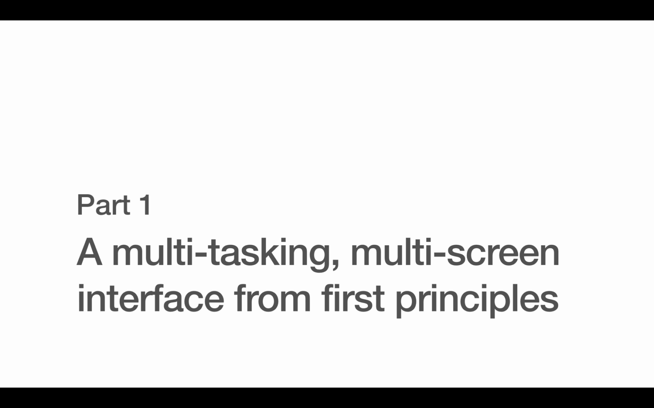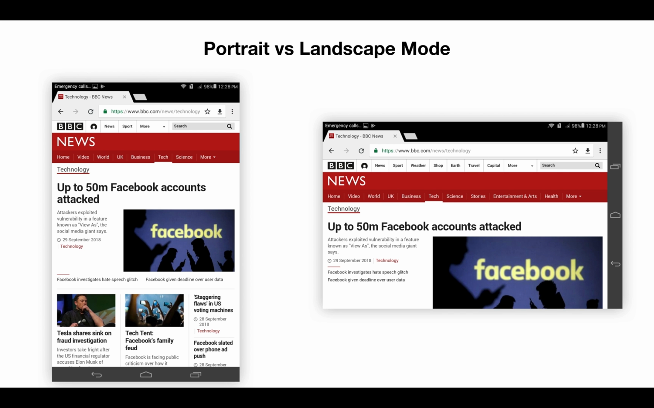Let's move into part 1, a multitasking, multi-screen interface from first principles. Well, the first principle would be if we have a tablet, do you use it in portrait mode or landscape mode? Well, I'm a big fan of portrait mode, and here's why. When reading, vertical height is one of the most important things to look at, and that's because the eye likes to group text, which is a column that is not too wide, and to skim vertically down. This is in part why newspapers are columnated.